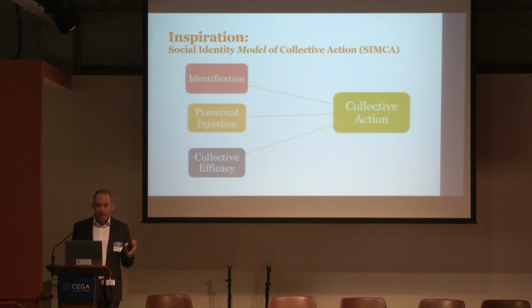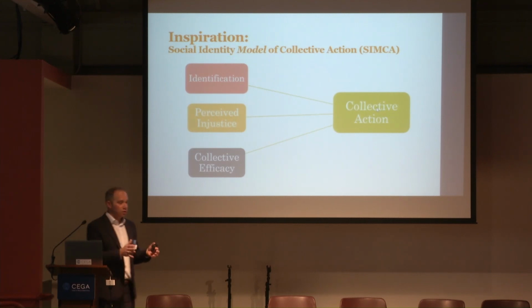So the basic theory, we borrow from something in social psychology called the social identity model of collective action. I put model in italics because I think of it more as a framework in the sense that there are these three components and then an outcome to it. It is very similar. It has antecedents in political science. It has antecedents in public policy. But various authors have tried to distill the main components. And the way to think about it is this.